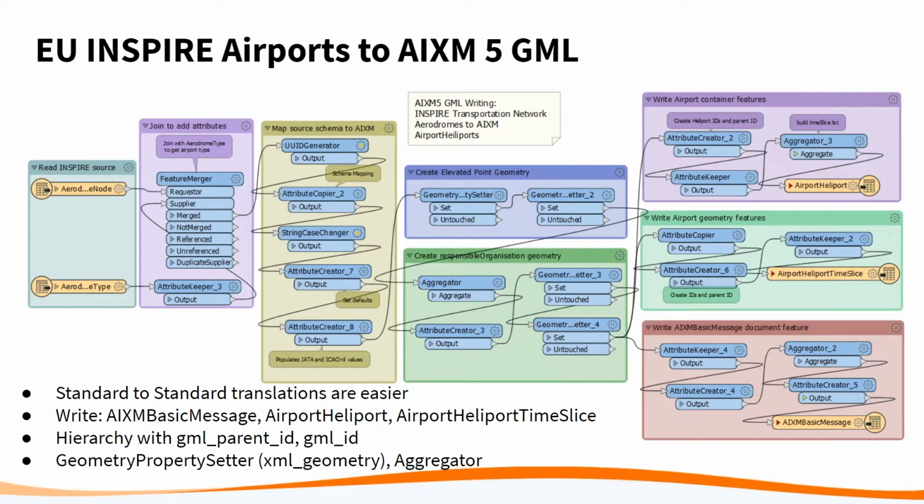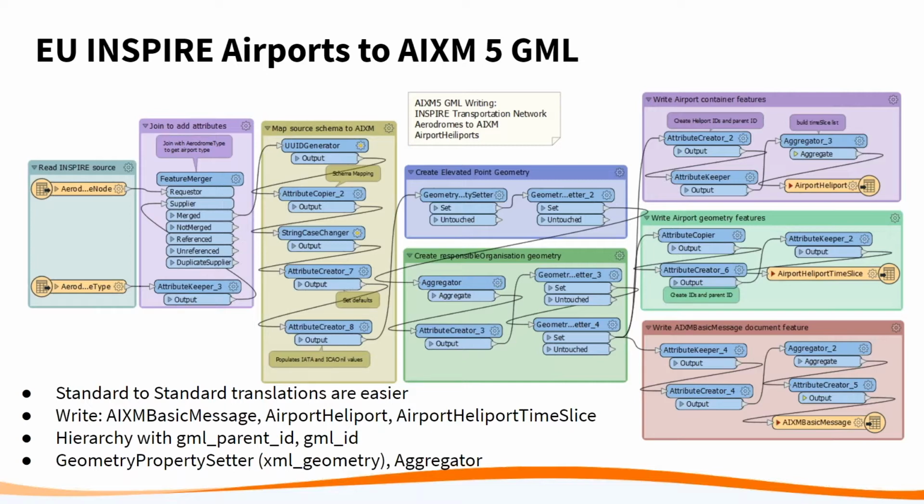So the basic steps here you'll see repeated in a number of different workspaces. We consume the data, and then we do a join across multiple data sources. And then there's often a schema mapping step from the source to the destination, so there's a number of attribute copiers there, or changing case. And then we typically need to generate geometry, so we have geometry property setters for that. And then there's often some nesting involved in building the geometry, so we have to use aggregators as well.